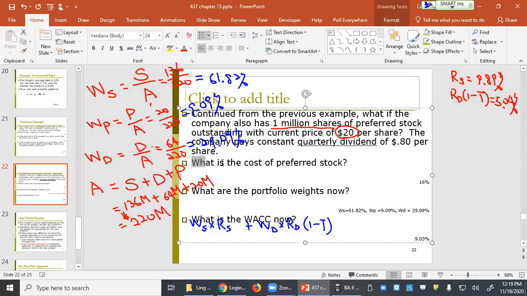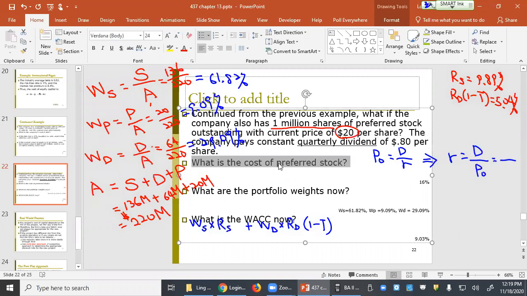But we have not solved for the cost of preferred stock. Let's find the cost of preferred stock. Okay, so we know that preferred stocks almost always pay fixed dividends. So that means if we were to solve for P0, it would be D divided by R. But we're solving for the R instead. Okay, so rearranging the equation, R equals D divided by P0.